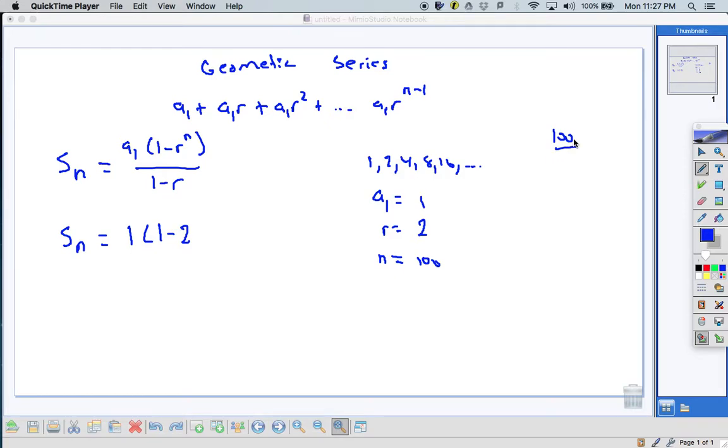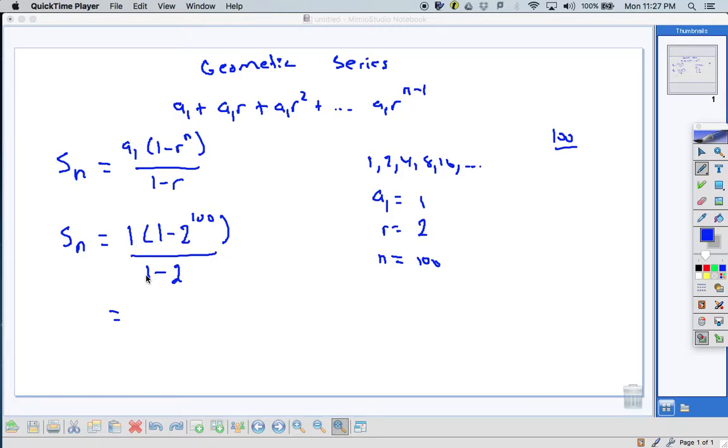Raised to the n power, we're looking for the first 100 terms, so the n is 100. And on the bottom we have 1 minus our ratio, and our ratio hasn't changed since before. It's still the number 2. Now, this is all arithmetic, but we can clean it up quite a bit. And there's nothing wrong with plugging this into a calculator right now.